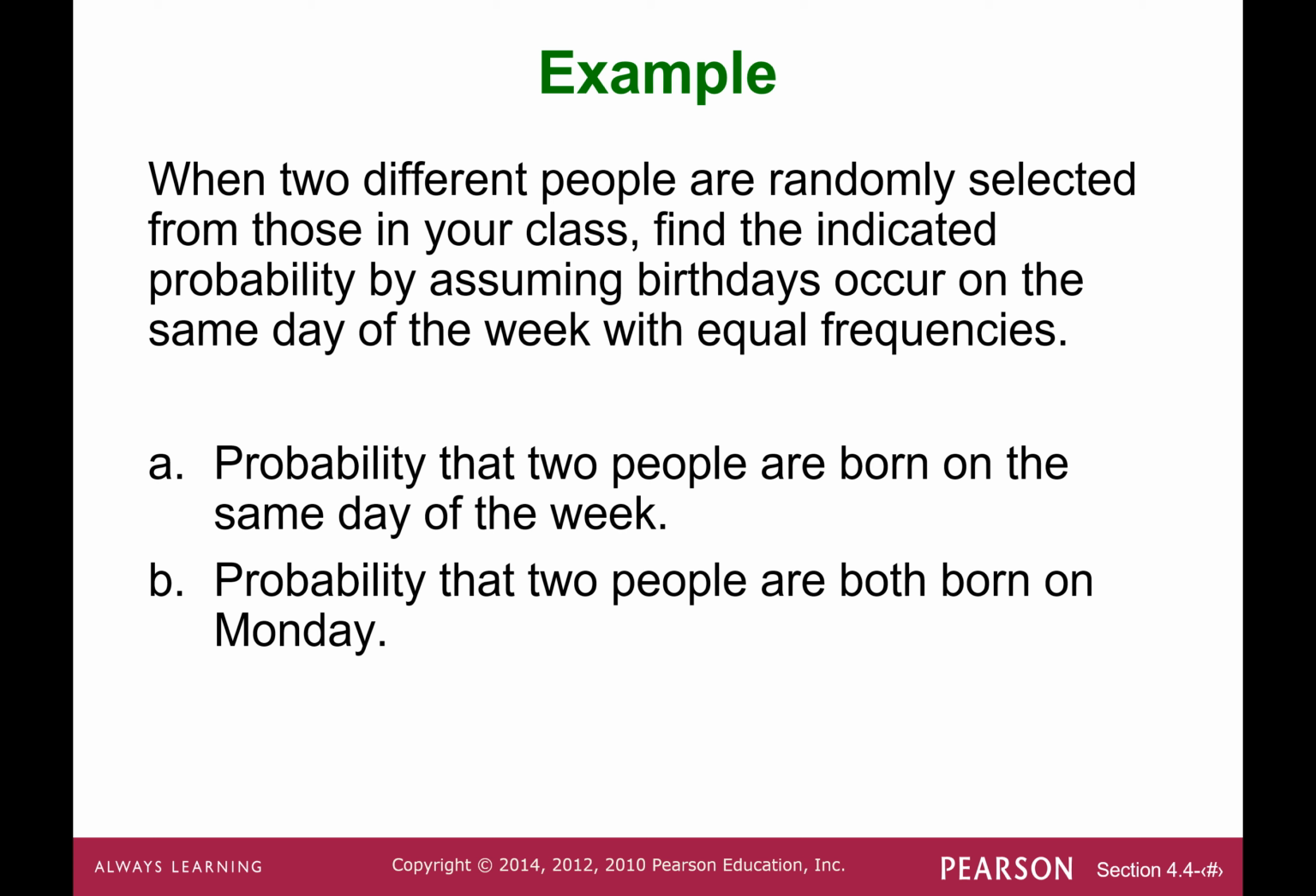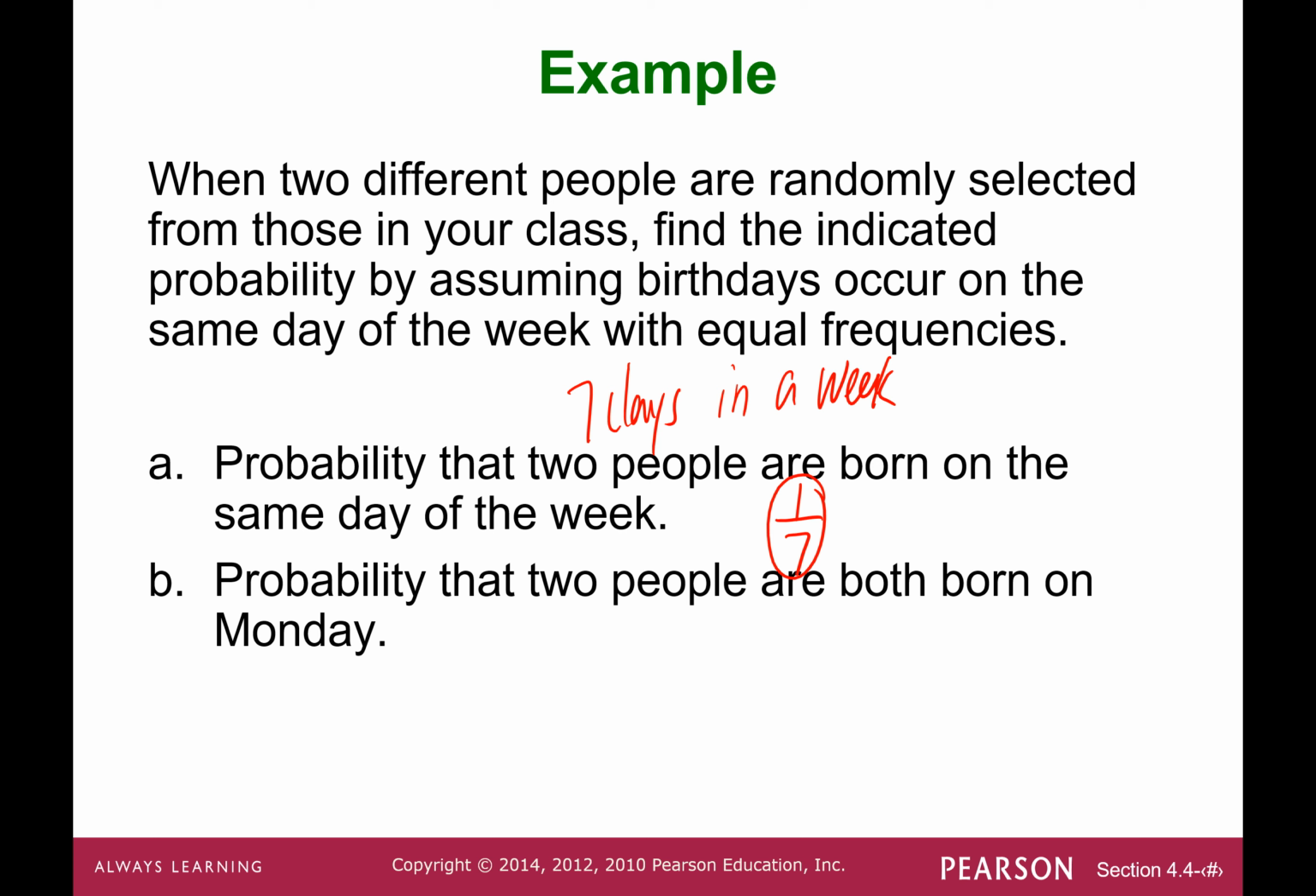When two different people are randomly selected from those in your class, find the indicated probability by assuming the birthdays occur on the same day of the week with equal frequencies. What is the probability that two persons are born on the same day of the week? You have 7 days in a week. Born on the same day, we have a 1/7 chance. Either one of them is born on Monday, that's okay, or on Tuesday, or Wednesday, so 1/7.